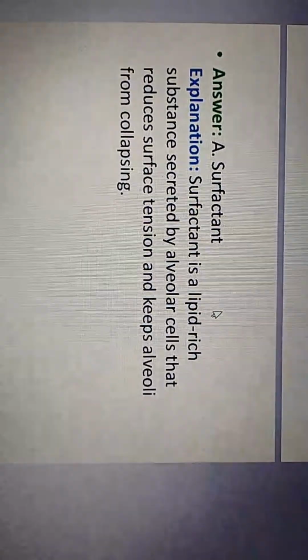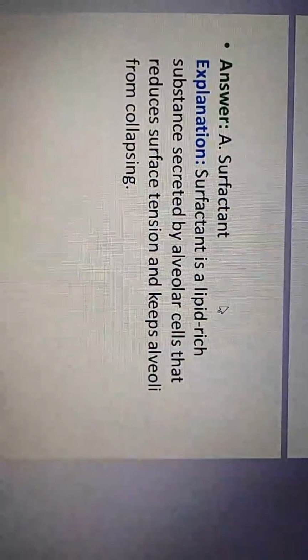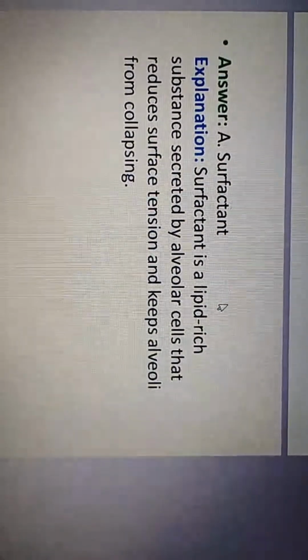The correct answer is option A, surfactant. Surfactant is a lipid-rich substance secreted by alveolar cells that reduces surface tension and keeps alveoli from collapsing.